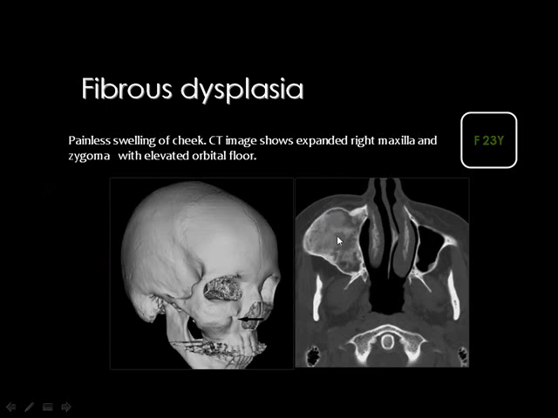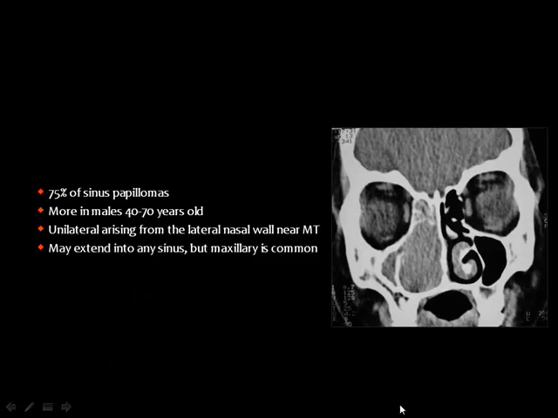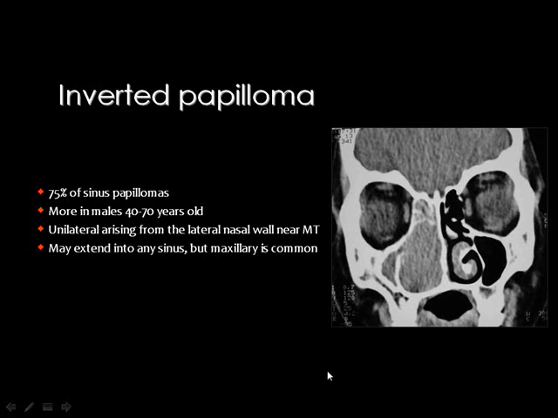The sinus is expanded with ground glass appearance, and this is the 3D reconstructed image showing the expansion of the sinus. Then one of the benign lesions in the sinonasal area is the inverted papilloma, which is a tumor arising within the nasal fossa, and it may extend into the adjacent maxillary sinus.